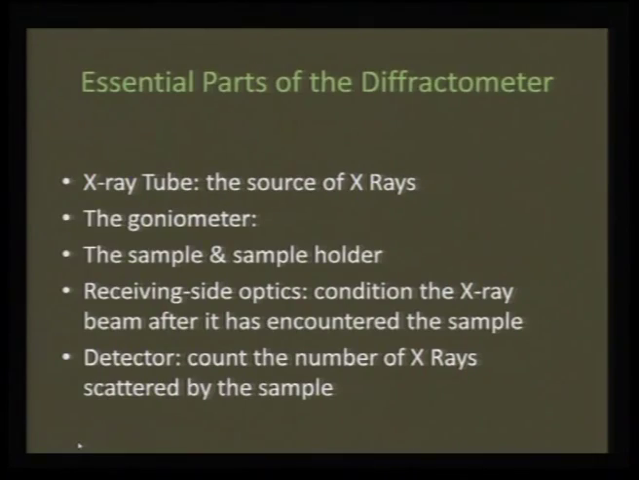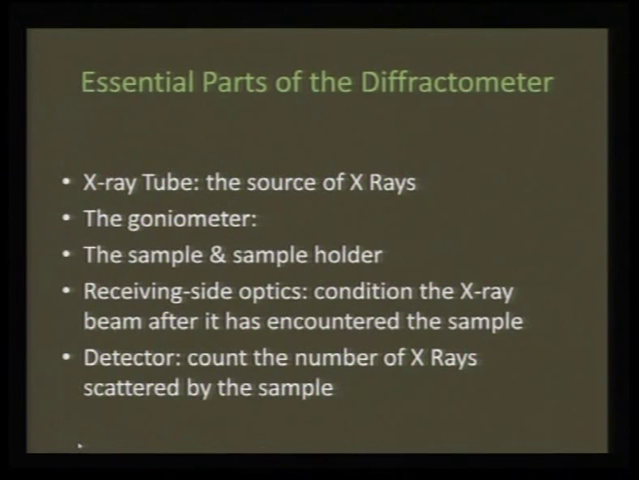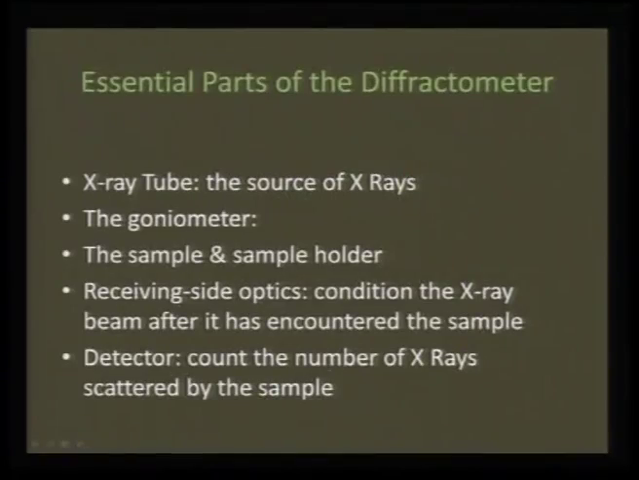Suppose I use a particular target for producing X-rays and I shift the target, then the X-ray pattern will be totally different. So, I need to know the goniometer, that is the assembly to get these X-rays, and then the sample and the sample holder, because that is very essential. Sometimes I will mount the sample but not get any pattern at all, principally because the alignment is not correct. And then receiving side optics, because when you use some X-rays, sometimes the target can also show some reflections. Therefore, you need to filter off stray radiations to get the right pattern. So, you are talking about receiving side optics, and then the detector that counts the number of rays scattered by the sample, which gives you a pattern.